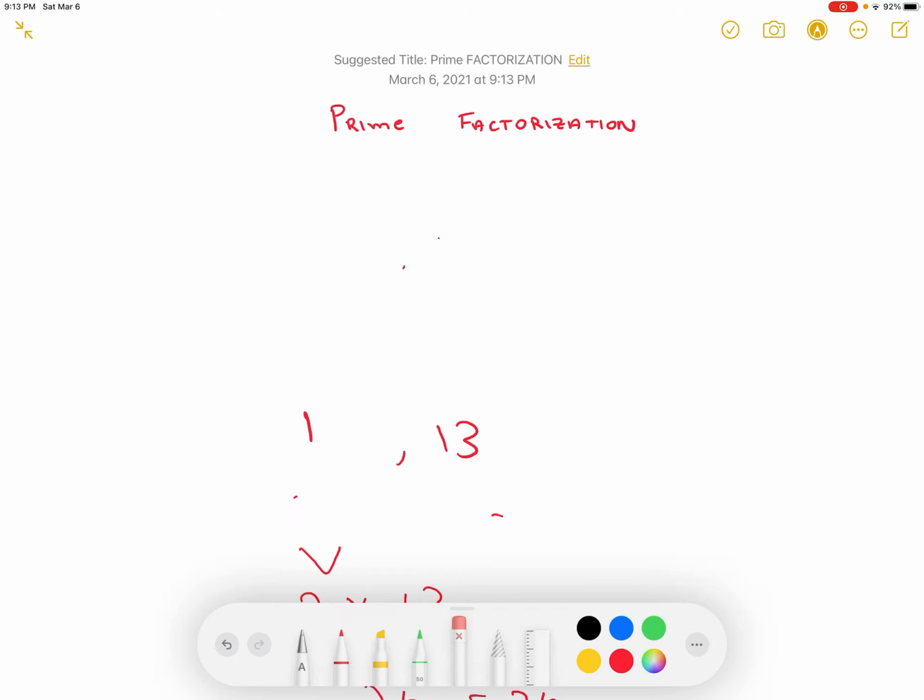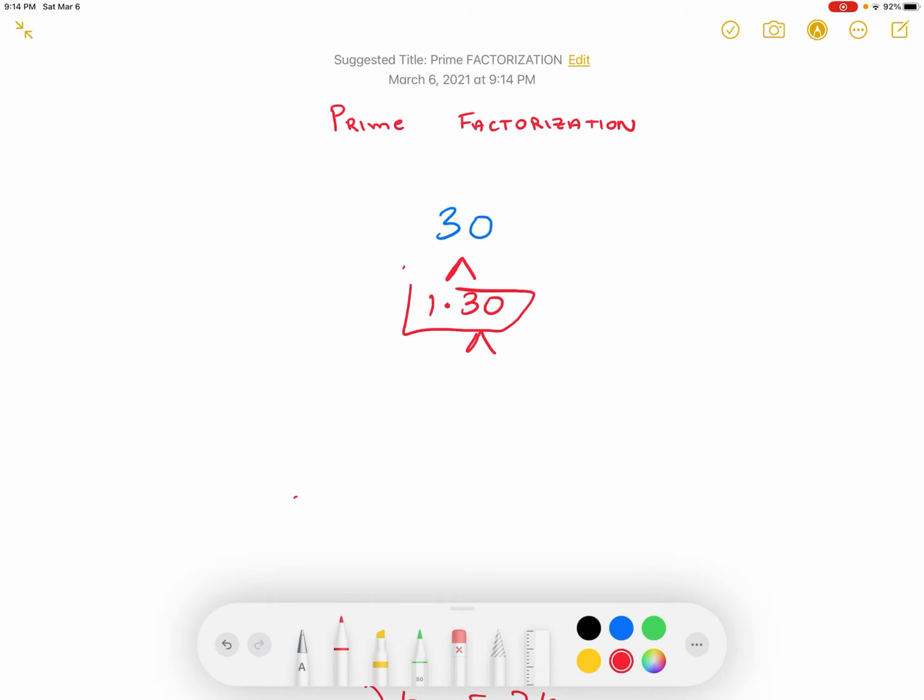Let's try it again. Let's say I had another number. Let's say the number was 30. Here's a good one. So what is the prime factorization? Well, I start at the beginning. I say, okay, what two numbers multiply to get 30? 1 times 30. Can I break down these two numbers? I can. I can break down the 30. What two numbers multiply to equal 30? Well, I'm not going to do 1 times 30 again. We already know that. But I do know that I can do 2 times 15.